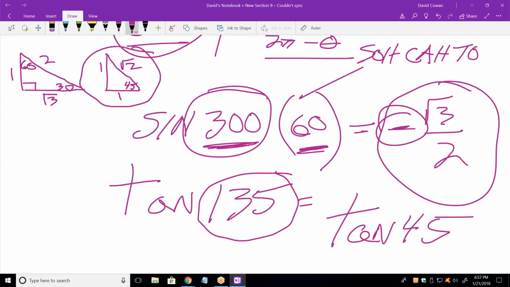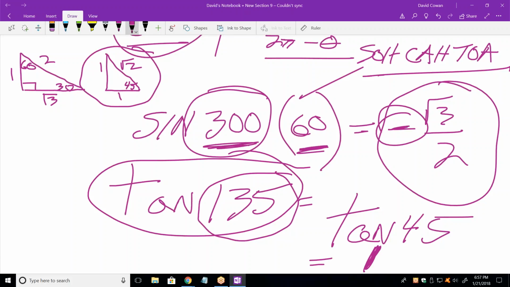TOA. TOA is opposite over adjacent. I guess it just trips me up because it's the only one without a hypotenuse. Yeah, it is. Tangent and cotangent. It is the only one without the hypotenuse. So it's 1, but now what is its plus or minus sign for the tangent of 135 degrees? Isn't it negative? Because it's in the second quadrant. Mm-hmm. Okay.